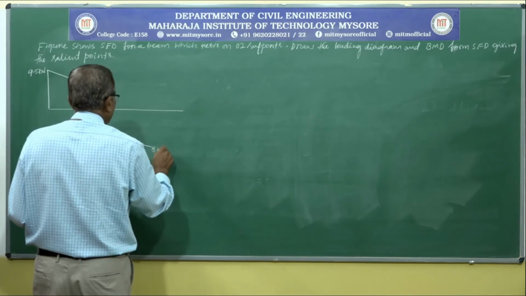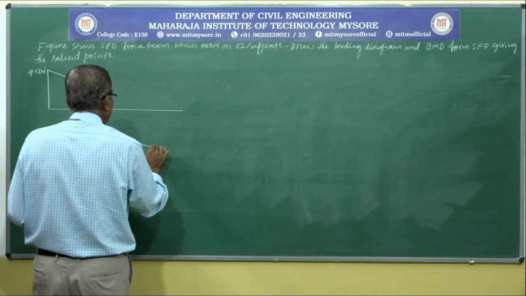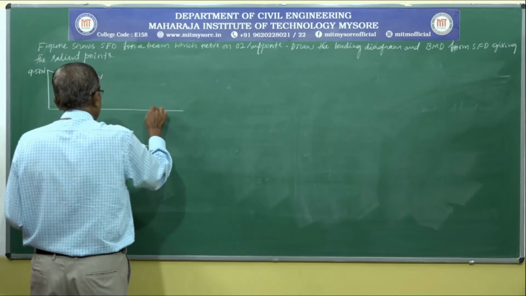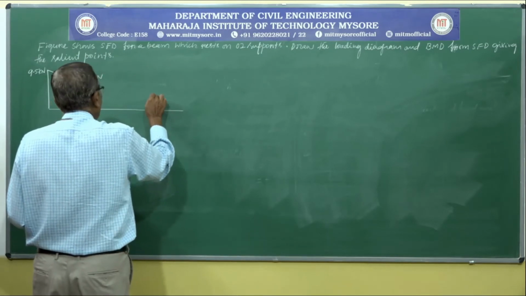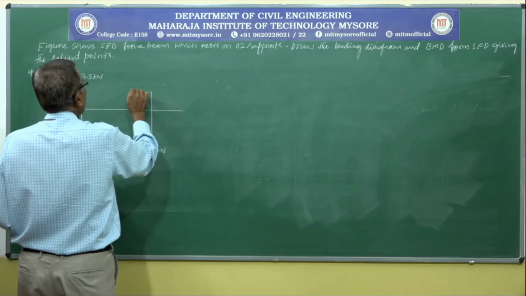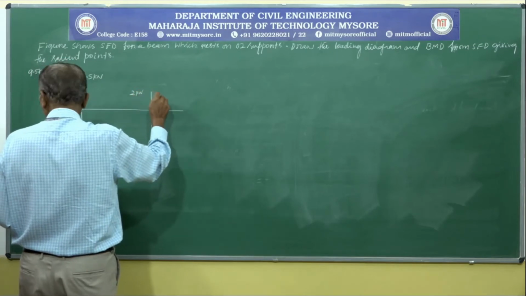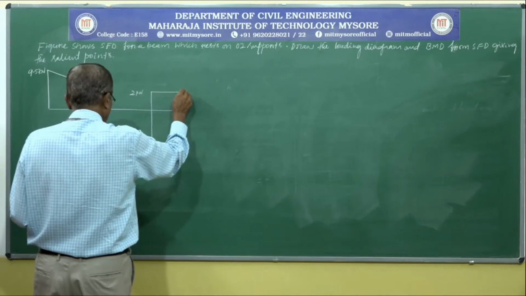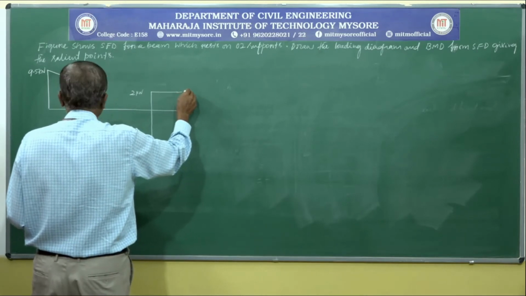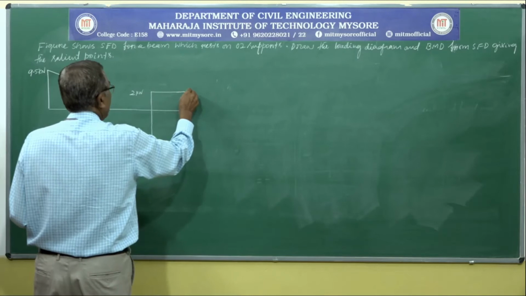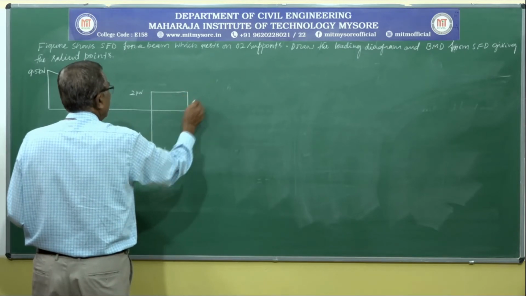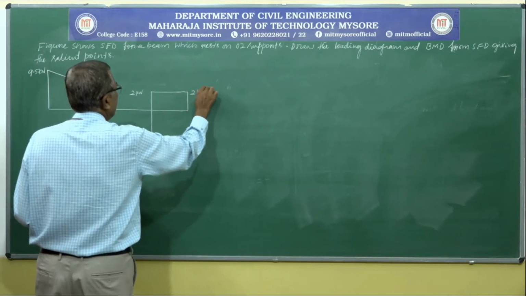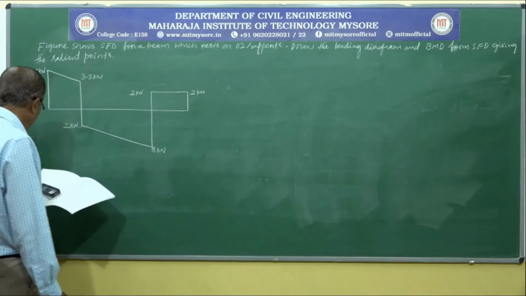8 kilonewton. Again there is a vertical line, go up and cross the reference line 2 kilonewton, and horizontal line, again vertical line. At the free end also it is 2 kilonewton.